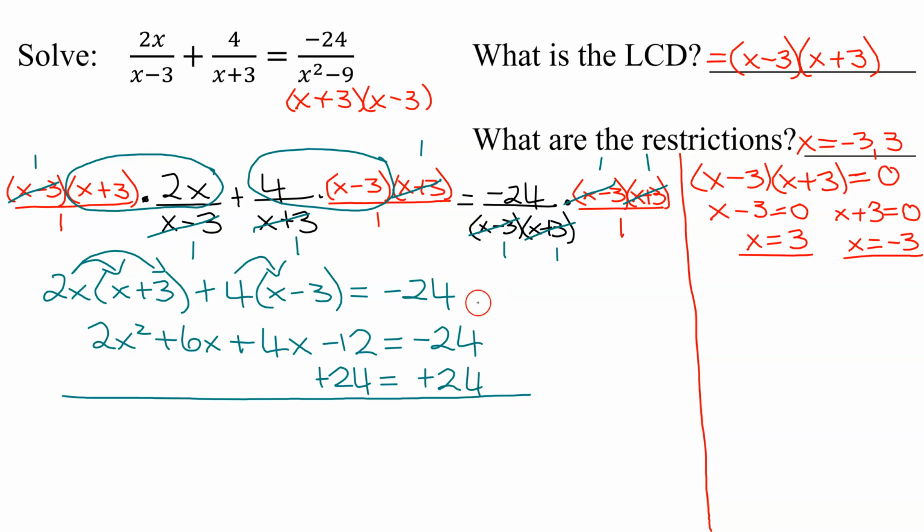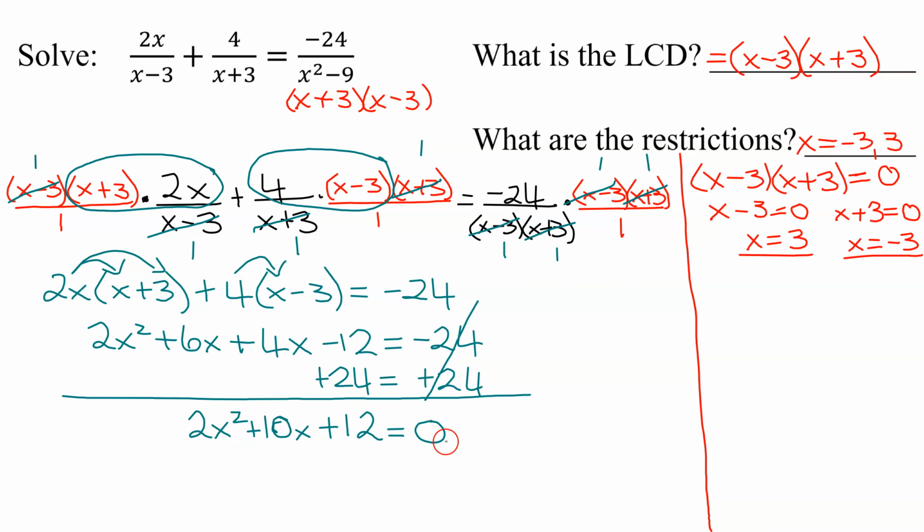And negative 24 plus 24 on the right is going to give me my 0 on the right-hand side. And now on the left-hand side, I have 2x squared. I have 6x plus 4x, that's plus 10x. Excuse the bad handwriting. Negative 12 plus 24 is plus 12. So I have 2x squared plus 10x plus 12 equals 0. So this is in standard form. Everything is in descending order on the left, and I have 0 on the right-hand side.